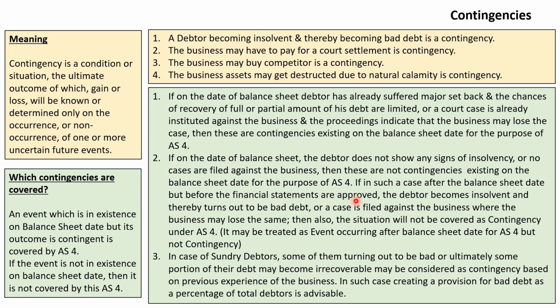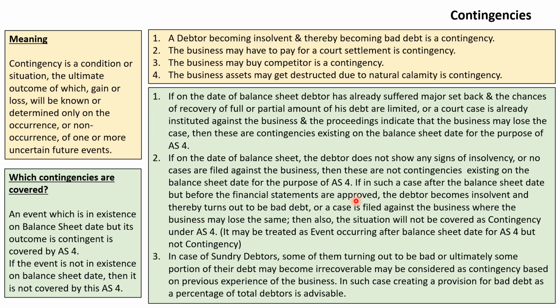As on the balance sheet, we were not thinking of any of them becoming insolvent, but in those 3 months one of them has become insolvent, thereby turning out to be a bad debt. Or in those 3 months a case is filed against the business where the business may lose the case. Then also the situation will not be covered as contingency, because contingency means a situation which should prevail on the balance sheet date. On the balance sheet date, none of the debtors were appearing to be bad.